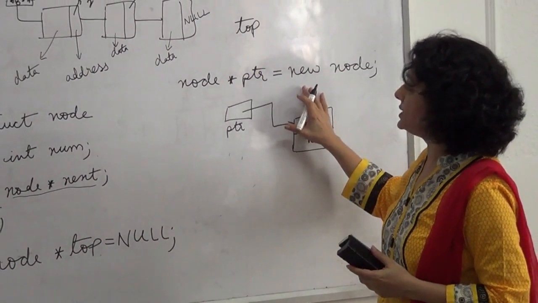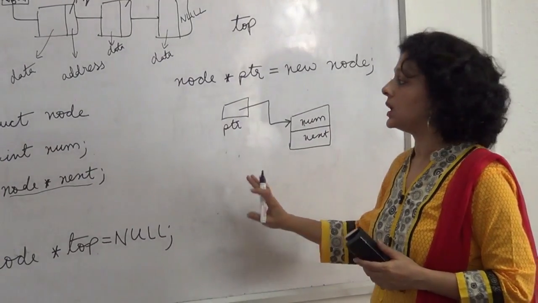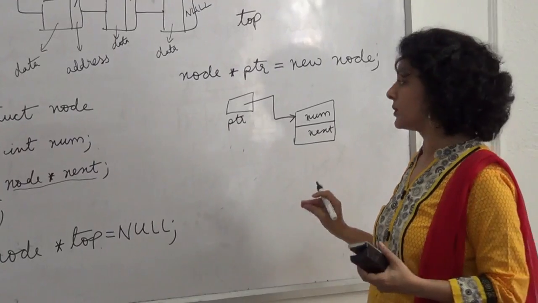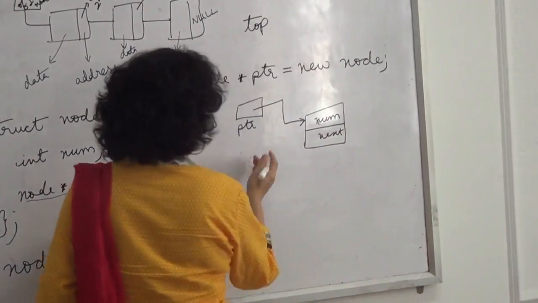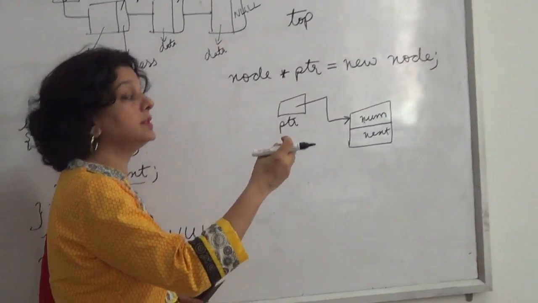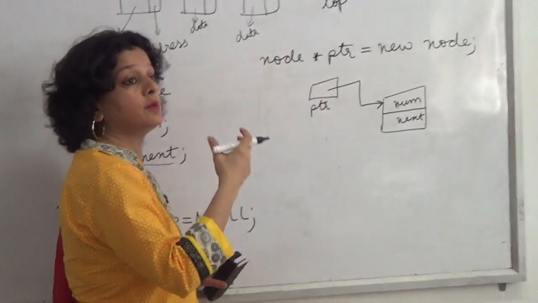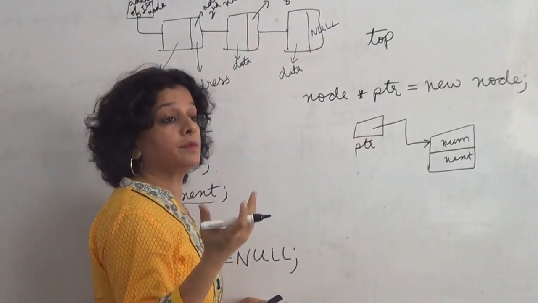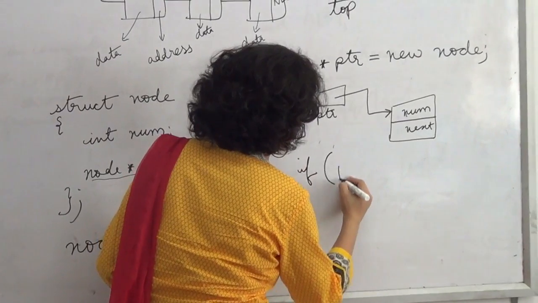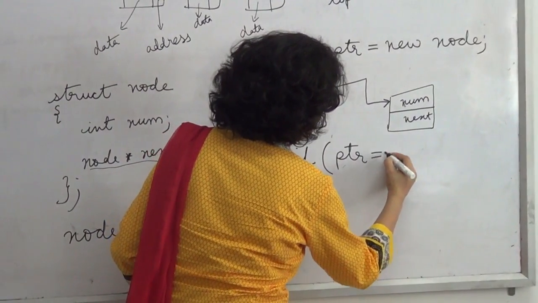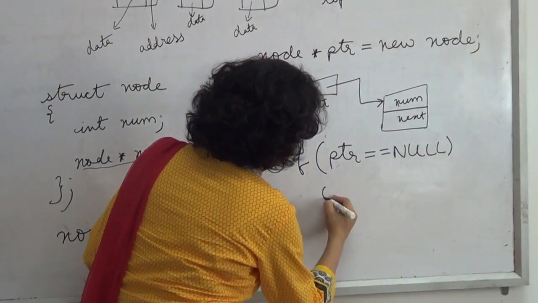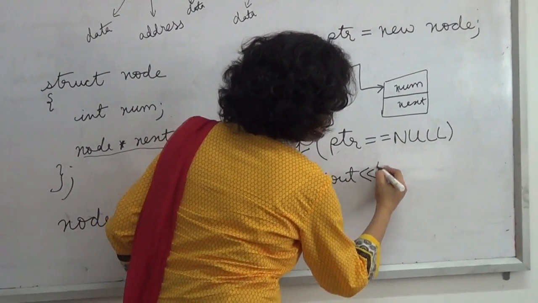Now I have to attach this node to the linked list. In the beginning, there is no node in the linked list and my stack is empty. So I will first check whether this node has really got allocation or not, because it might be possible that the RAM is full or the memory is full and no node can be allocated memory. So to check that, I will write the statement if ptr equal to null, I will say cout stack overflow.